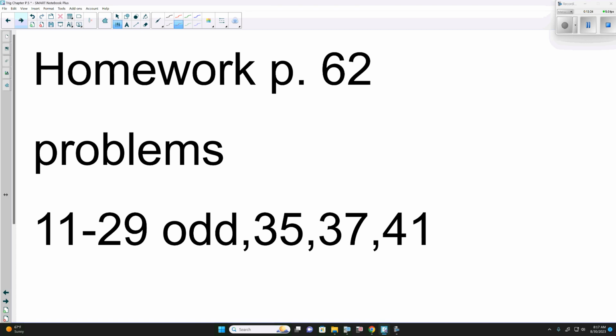35 and 37, find all real values for x for which f of x equals 0. Solve it. 35 and 37, you're just solving for the value of x. Sorry, 35, 37, 41. Solve for the value of x. And that's it.